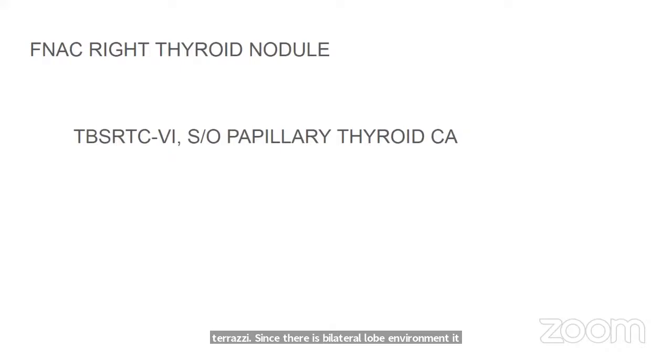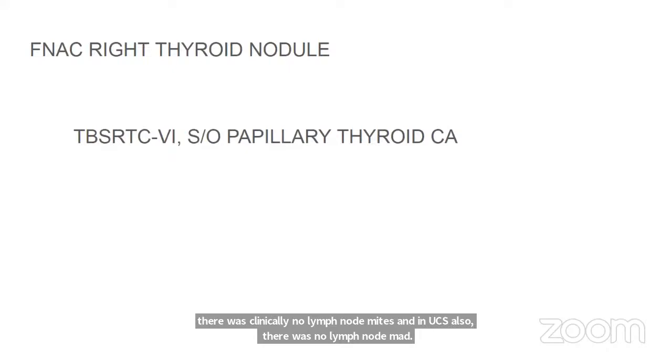Do you do a CT or MRI here? Any cross-sectional imaging here? It is not indicated, ma'am. This patient is not in the high-risk category. She's a female, not meeting the extreme age criteria, and she has no family history of thyroid cancer or history of neck irradiation. Tumor-wise also, though the nodule is hard, it is mobile, and the lower limit is palpable. Clinically there was no lymph node metastasis, and on USG also there was no lymph node metastasis.